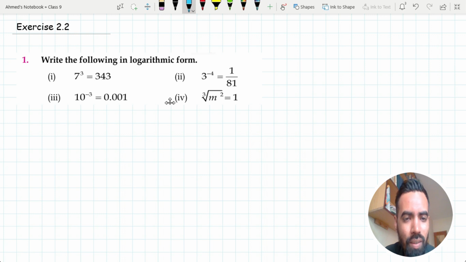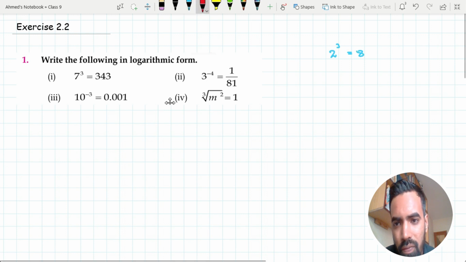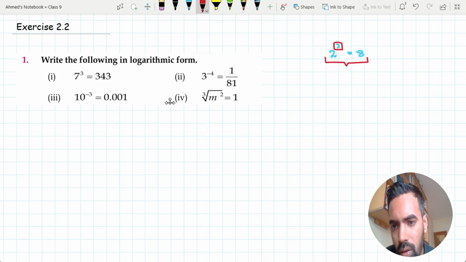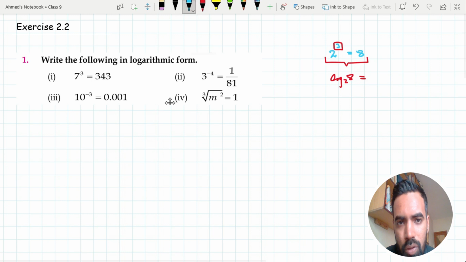Write the following in logarithmic form. We have learned that if we convert any number into logarithm, for example if I have 2 cube equals 8, so in logarithm we basically find out the power. So I can write the whole number as log 8 with base 2 is equal to, and that would be my answer. It is 3. So let's have a look.